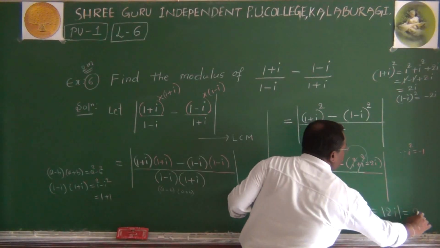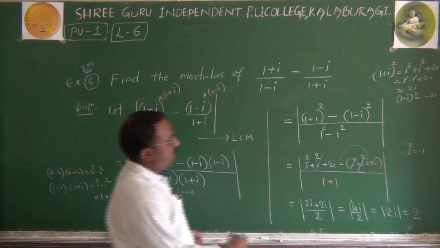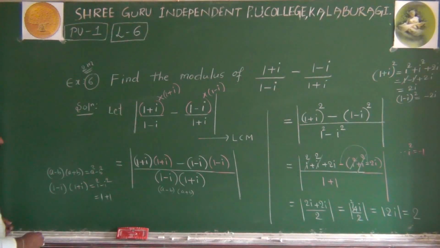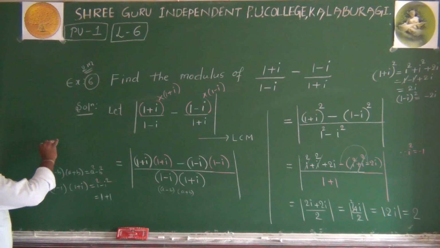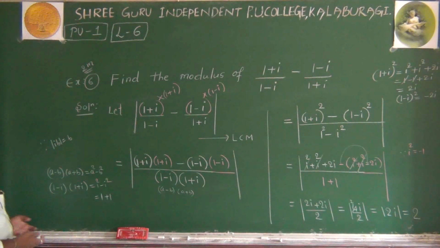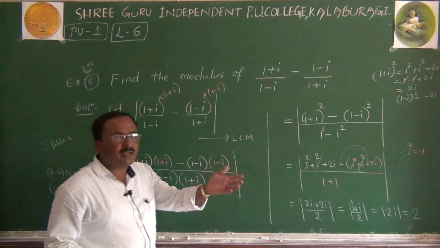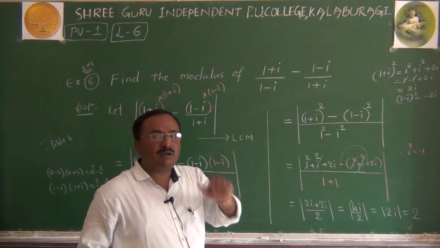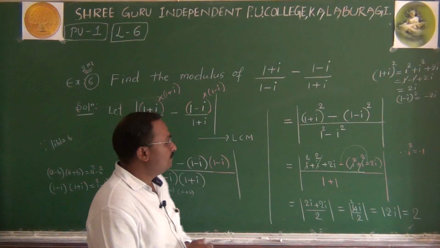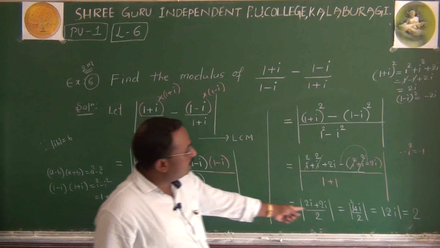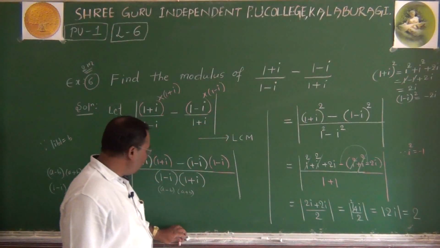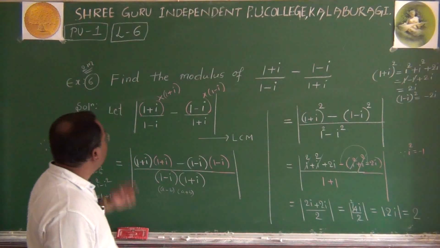Two ones are 2, two twos are modulus of 2i. Modulus of 2i is what? 2. Because modulus of ib is equal to b: modulus of 4i is 4, modulus of 10i is 10, modulus of minus 10i is 10, modulus of minus 4 is 4, modulus of plus 4 is 4. So modulus of 2i is 2. This is the answer for the modulus of that one.